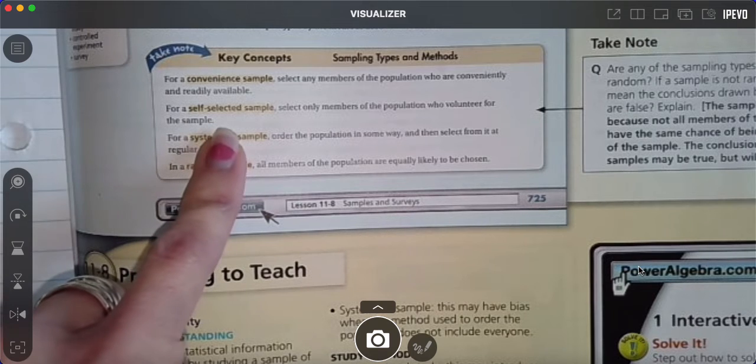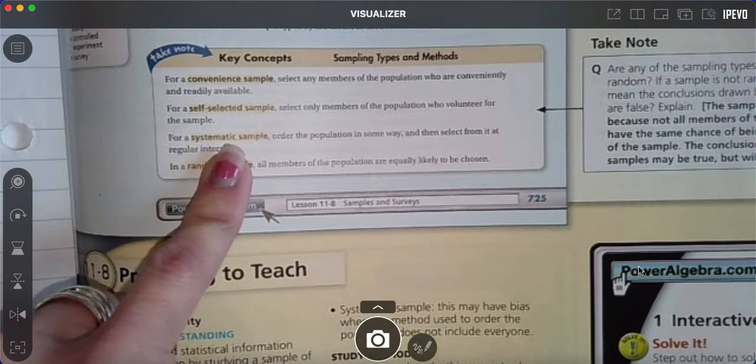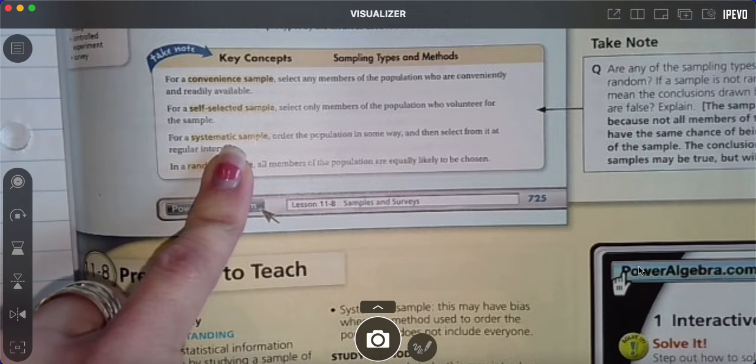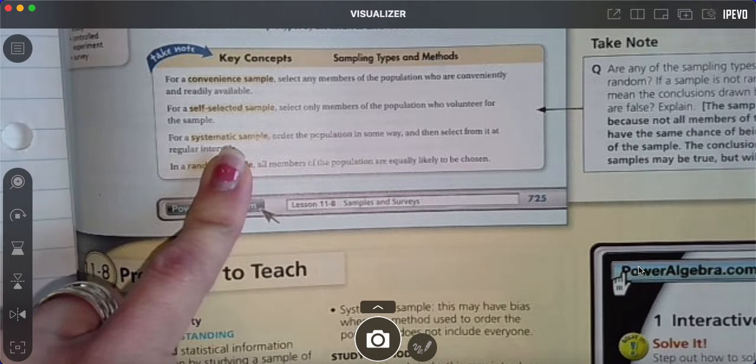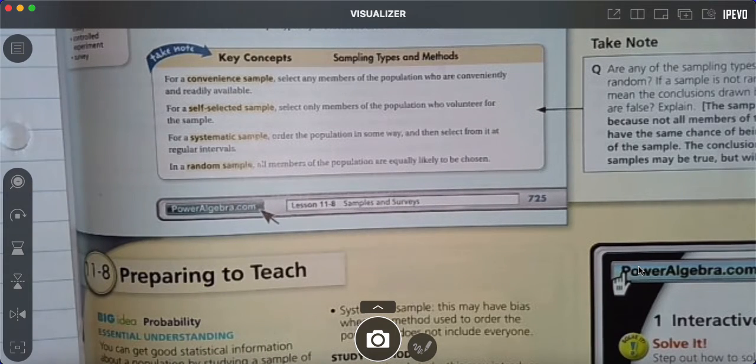All right. A self-selected survey means people volunteer. Like, hey y'all, I'm doing a survey, come by and see me. They volunteer to do that survey. A systematic sample is like I'm going to go to every third house, right? That's very regular. I'm just going to every third house.